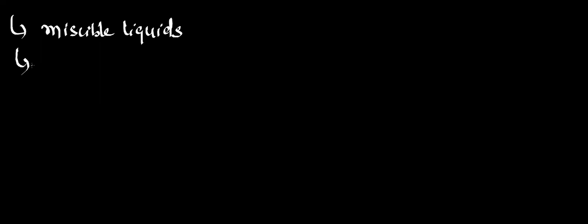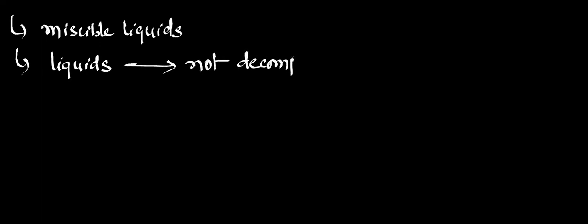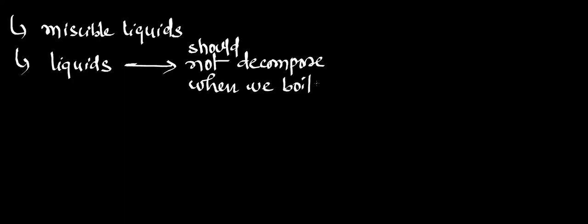And there is an important thing which we need to remember. The liquids must not decompose when we boil them. That means they must be thermally stable. If they decompose, we don't have the same liquid; instead, we will have some different products. So when we use simple distillation, we just have to take care that the liquids are thermally stable and are not decomposing when we boil them.